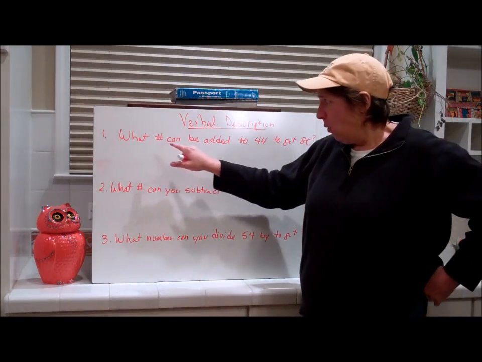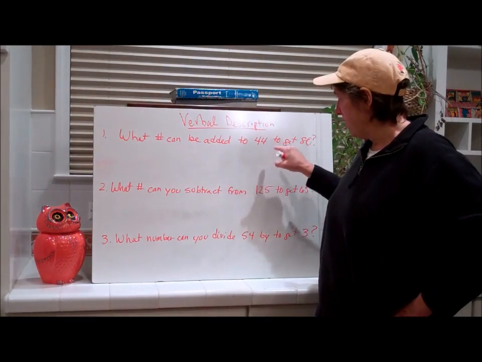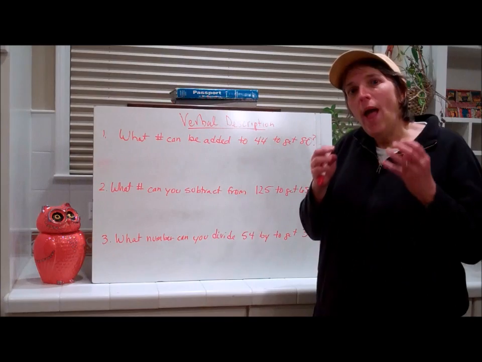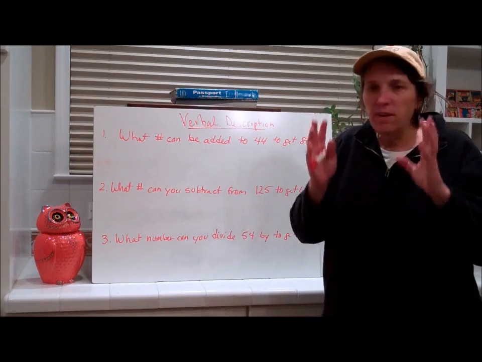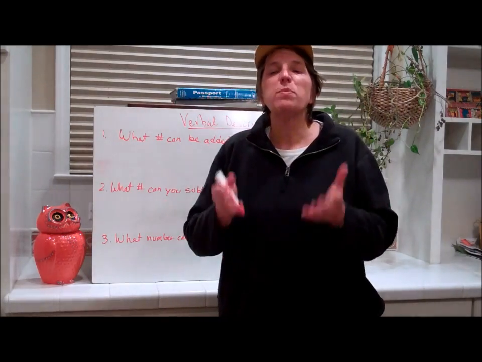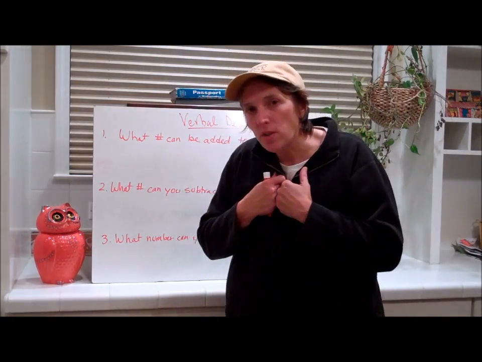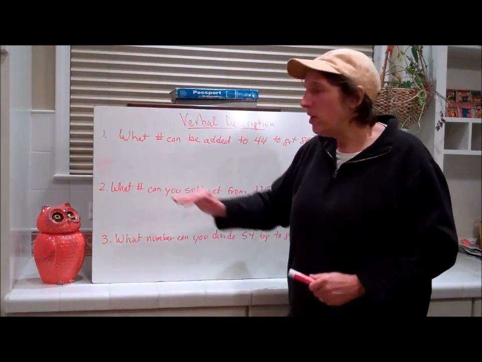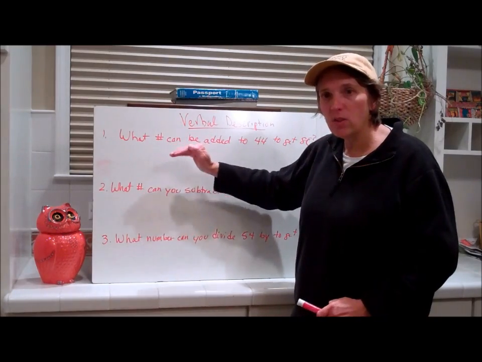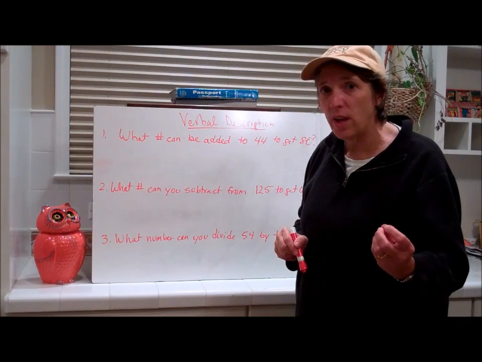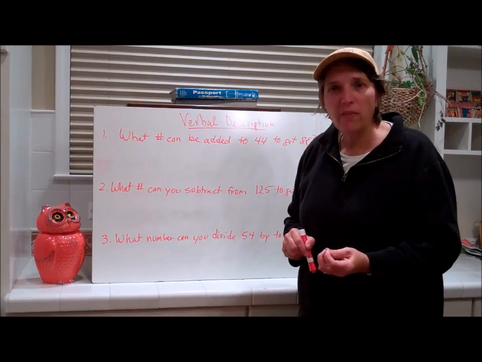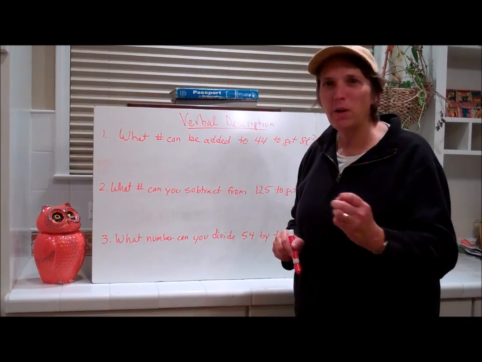So this says, what number can be added to 44 to get 80? And you have to write it the way it's described. I know you'll say, well, it doesn't make a difference, but it will later. So you have to trust me. You have to write it the exact way it's described. This is a verbal description, and they want you to write an equation out of it. They don't want you to write the answer. They want you to write an equation.